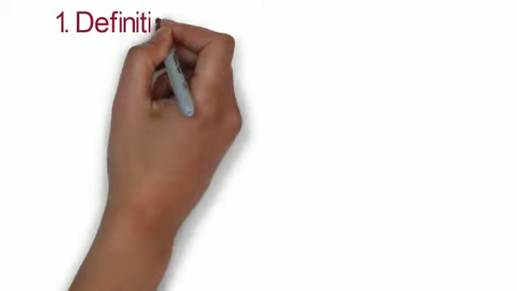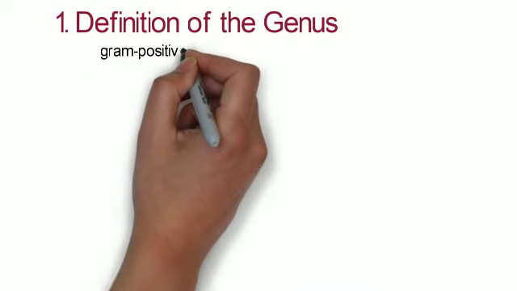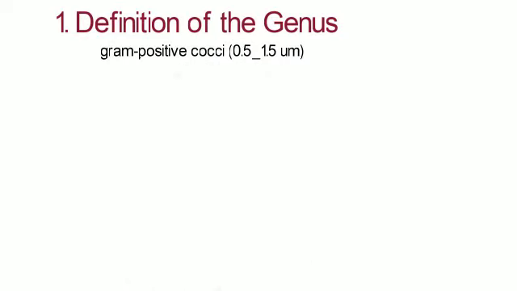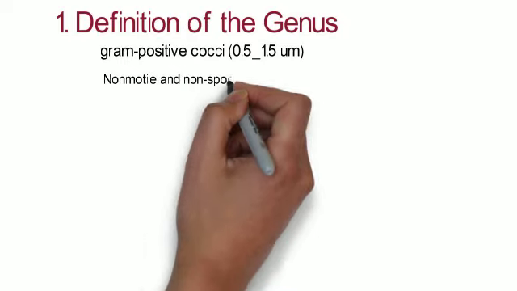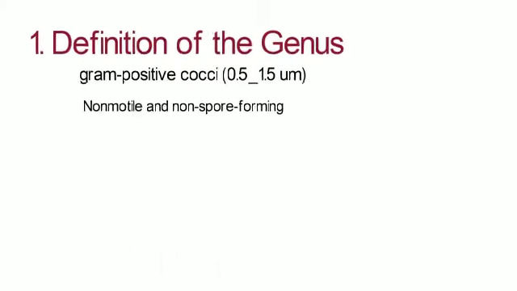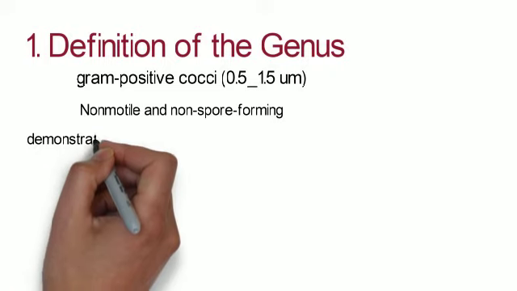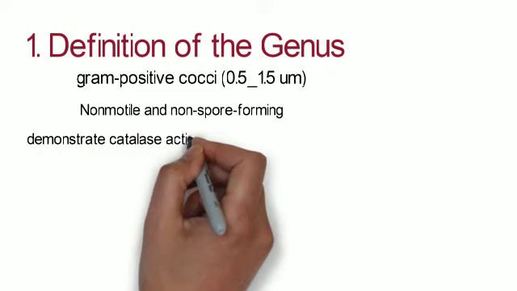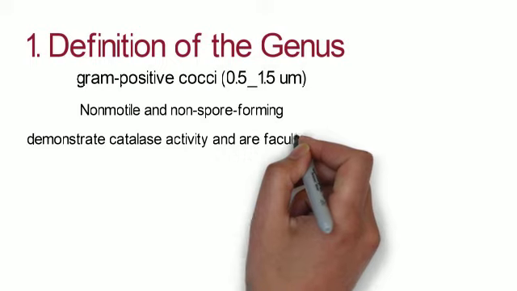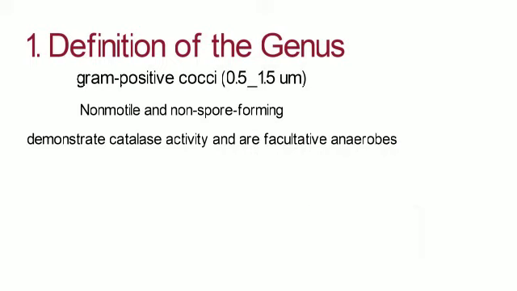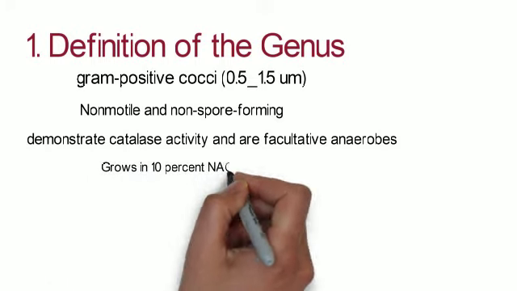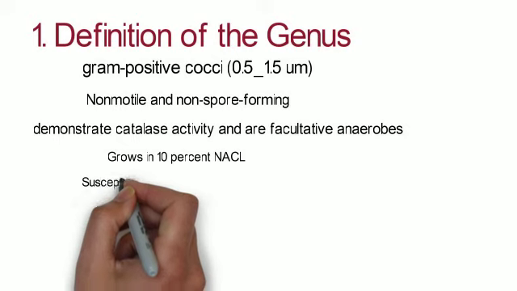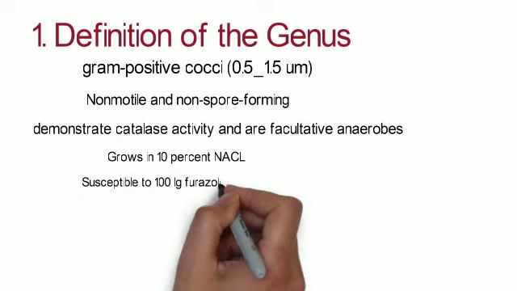Definition of the genus. Members of the genus Staphylococcus are gram-positive cocci that occur singly, in pairs, tetrads, short chains, and irregular grape-like clusters. They are non-motile and non-spore-forming. Most species demonstrate catalase activity and are facultative anaerobes, growing better under aerobic than anaerobic conditions. The anaerobic species Staphylococcus saccharolyticus and Staphylococcus aureus subspecies anaerobius are exceptions. Most species grow in the presence of 10% sodium chloride and at 18 to 40 degrees Celsius.